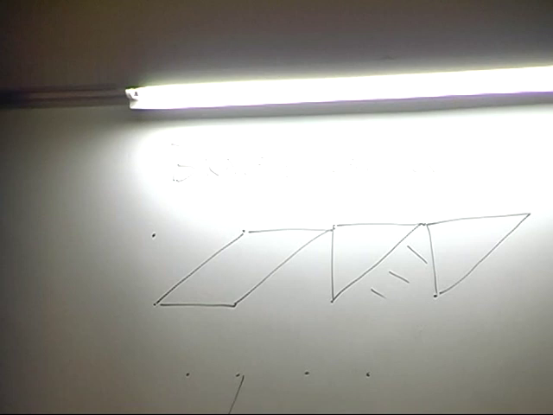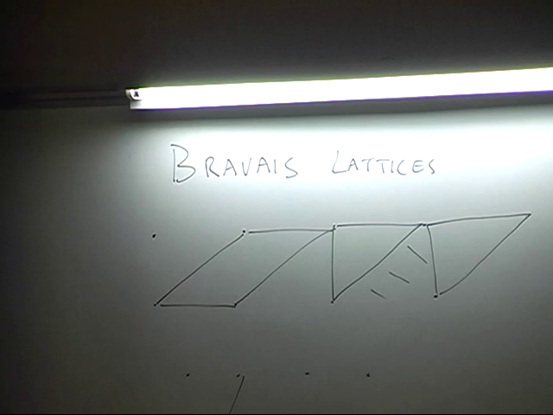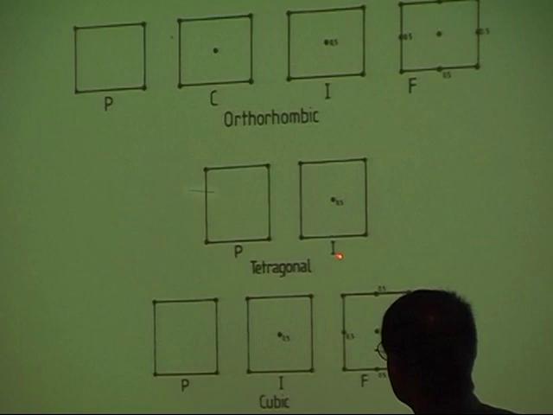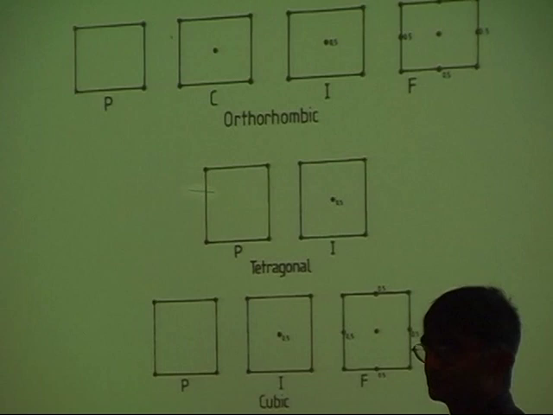Obviously, we have the cubic system here. We have the hexagonal and trigonal systems. This is tetragonal, where we only have primitive and body-centered tetragonal. There's no face-centered tetragonal. Any idea why we cannot have a face-centered tetragonal lattice?